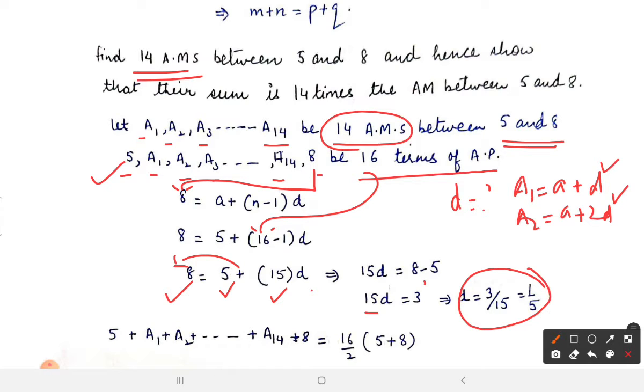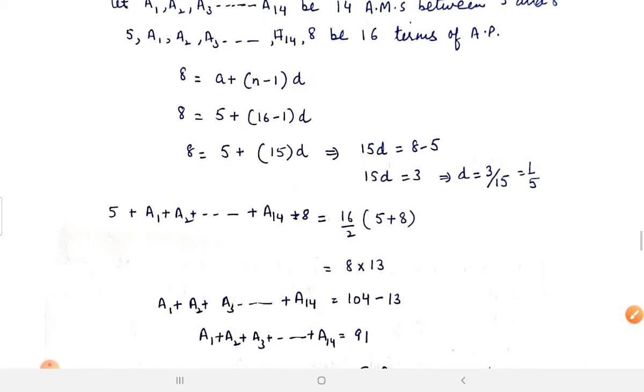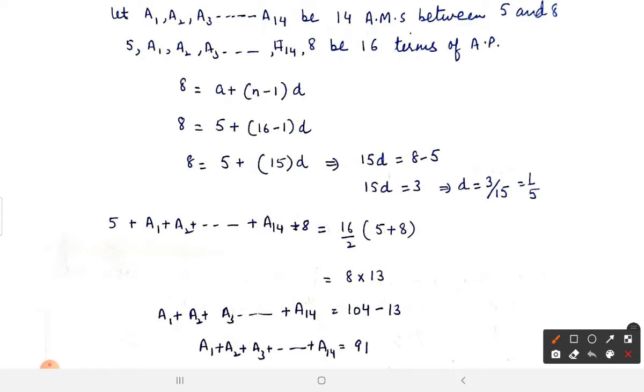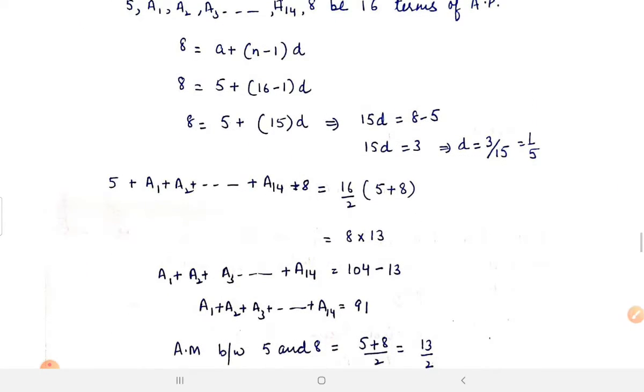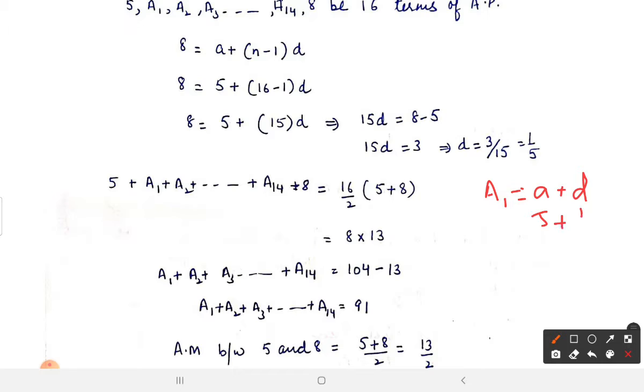So let us now write the sum of these AMs. The sum is 5 plus a1 plus a2 up to a14 plus 8. So we have 16 by 2. Here you have to find the 14 AMs. You can find the AMs yourself now. What is a1? a1 is a plus d. a is 5 and d is 1 by 5. And a2 is a plus 2d, and a3 and so on.